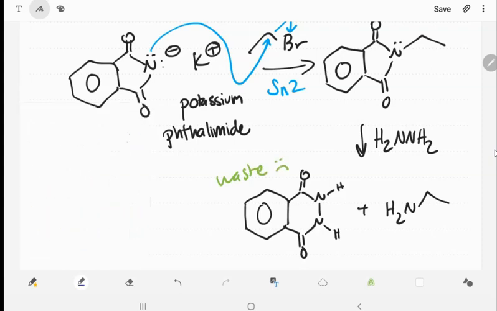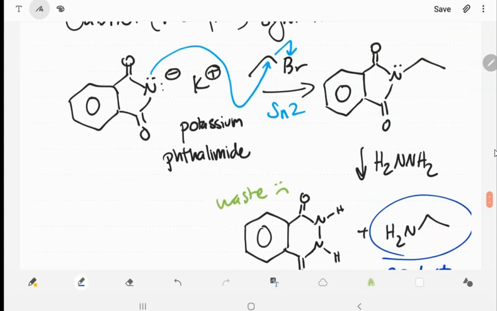I bet this is what we wanted. So all of this work, it's pretty simple, right? You just use this phthalimide. It attacks your alkyl halide SN2 style. So just like before, you're only going to be able to do this on primary or secondary substrates, and you're going to make a primary amine out of this.